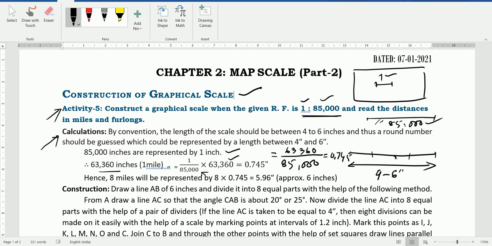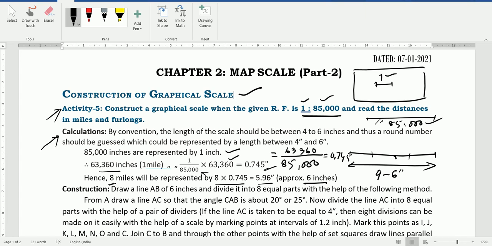So hence 8 miles will be represented by, here you may assume any number, it may be 6, it may be 5, 7 or 8. So hence 8 miles will be represented by 8 into this value, I multiplied by 0.745, which is equal to 5.96 inches. So the length of the graphical scale will be 5.96. So after taking the round number, the length of the scale should be 6 inches. This will be the suitable length for drawing the graphical scale.